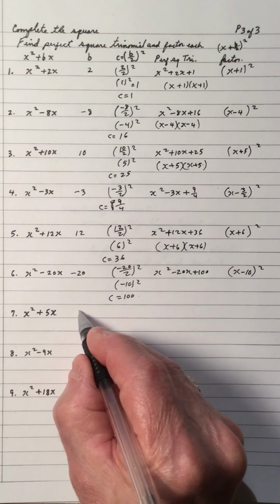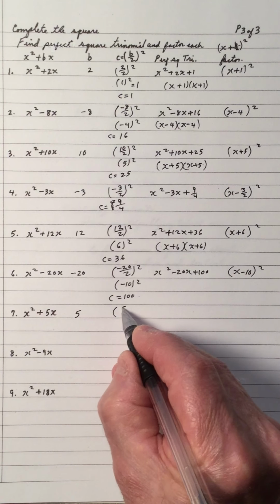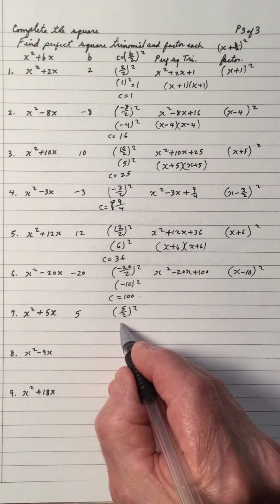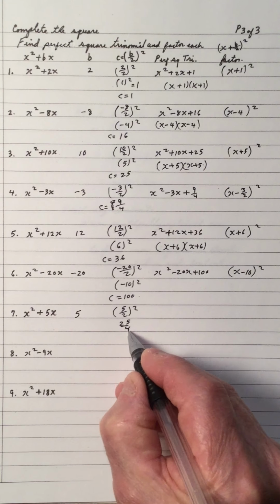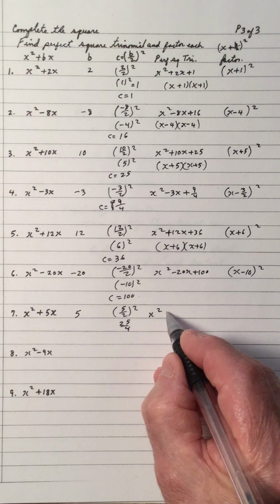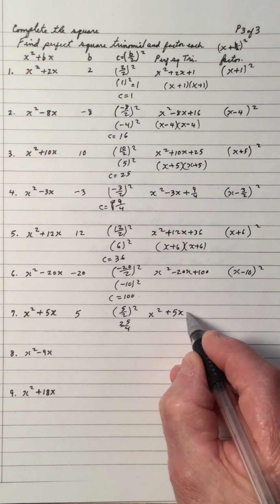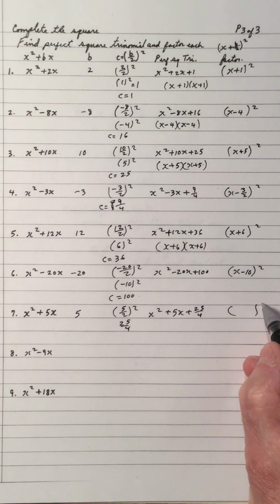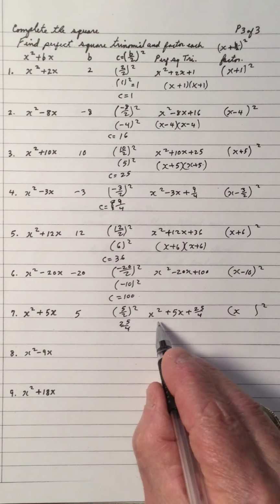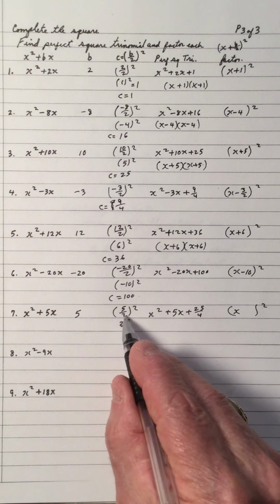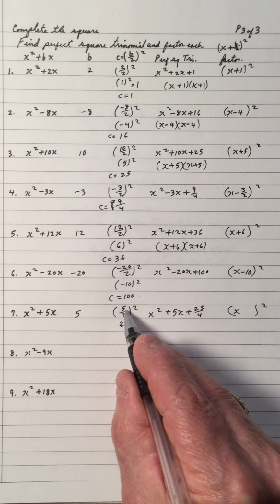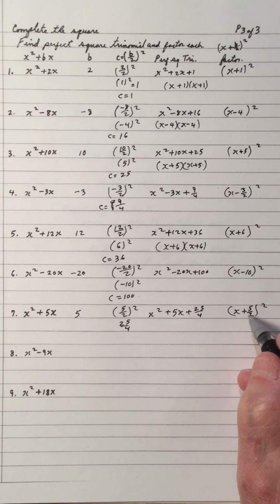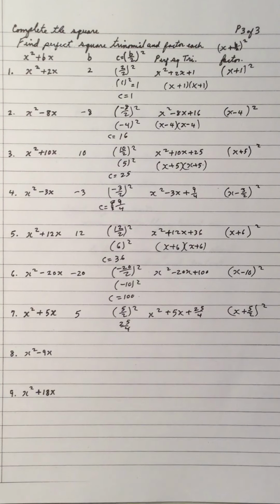And number 7, b is 5, so we have 5 divided by 2 squared. 5 divided by 2 squared is 25 over 4. So we get x squared plus 5x plus 25 over 4. And the factorization is an x, and a half of b, right, b divided by 2 is 5 over 2, so positive 5 over 2, all squared is the factorization.